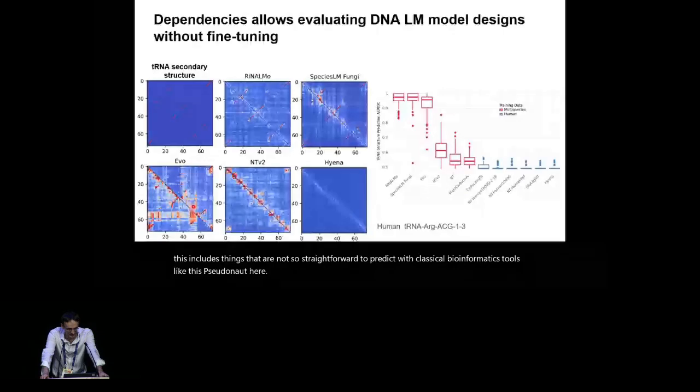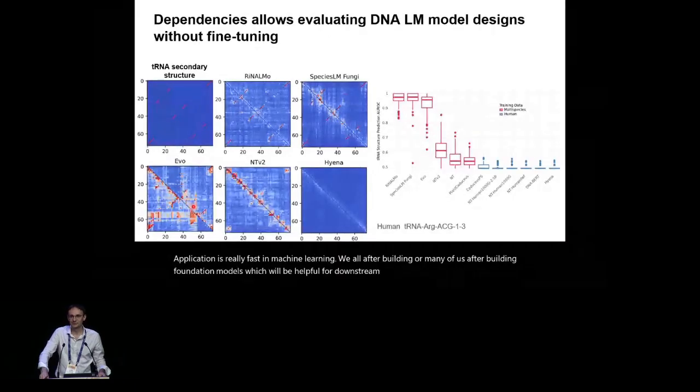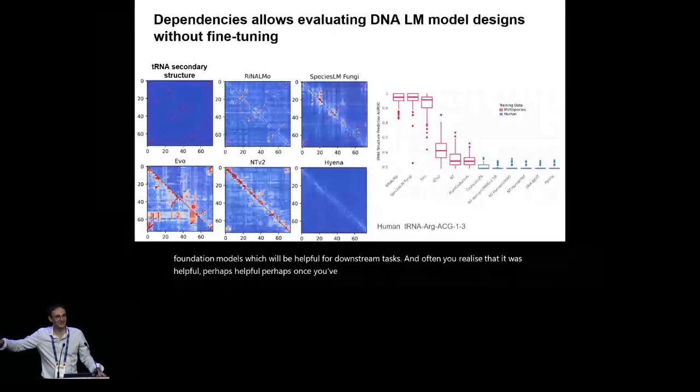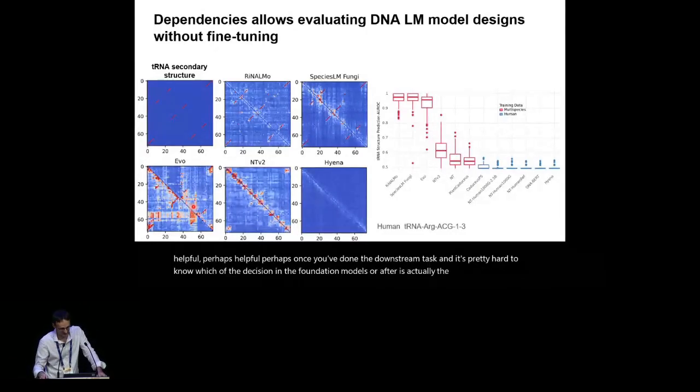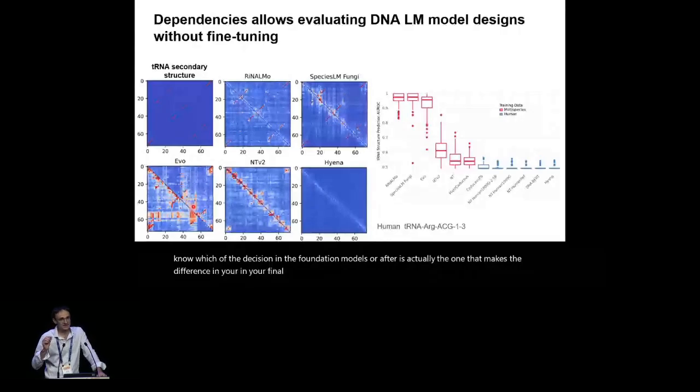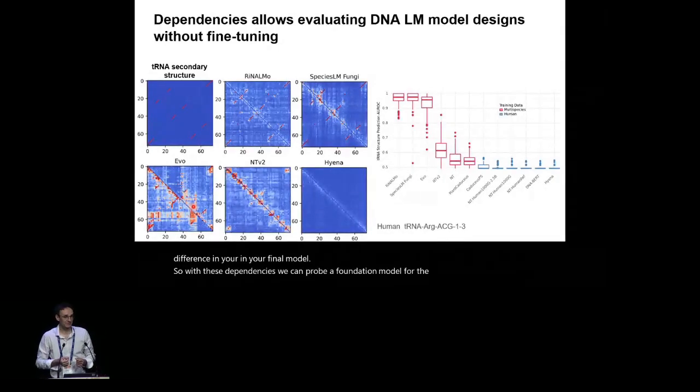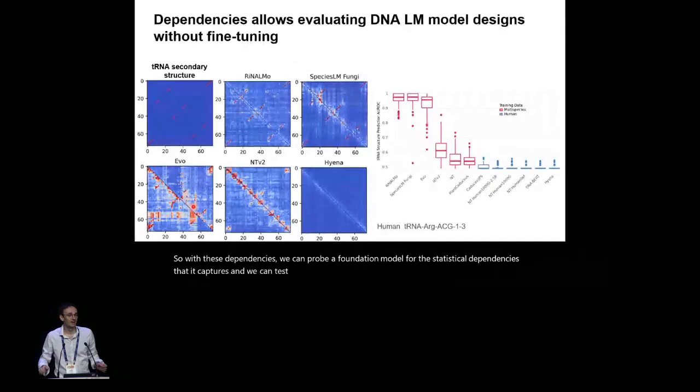Another application is really for us in machine learning. We all, or many of us, after building foundation models, which we hope will be helpful for our downstream tasks, often realize that it was helpful, perhaps, once we've done the downstream task. And it's pretty hard to know which of the decisions in the foundation model or after is the one that makes the difference in your final model. So with these dependencies, we can probe a foundation model for the statistical dependencies that it captures, and we can test whether these capture the type of biology that we are interested in.